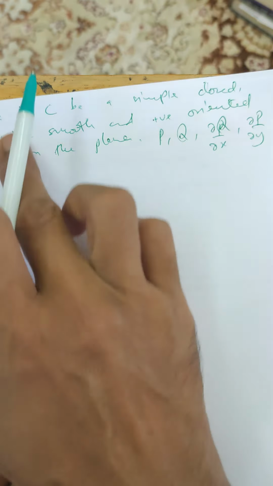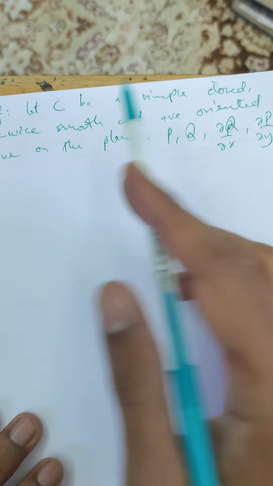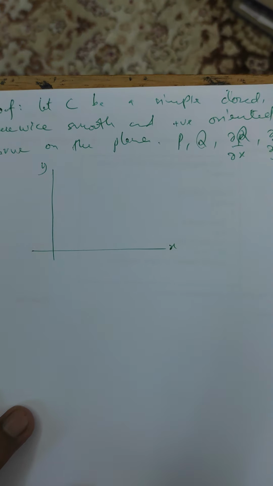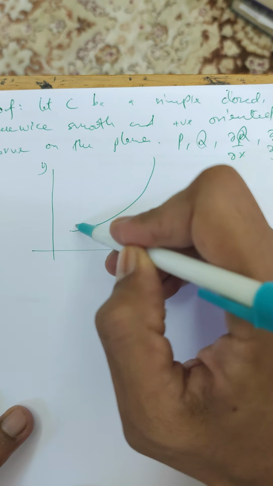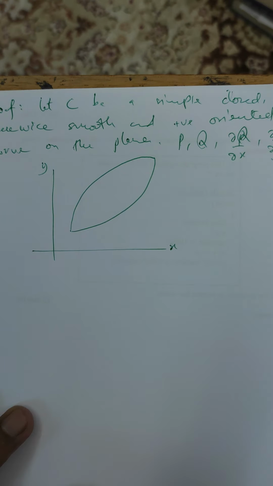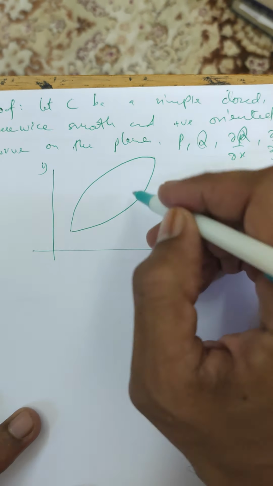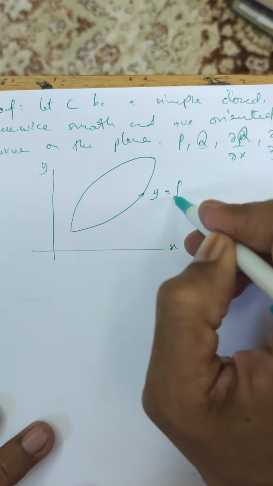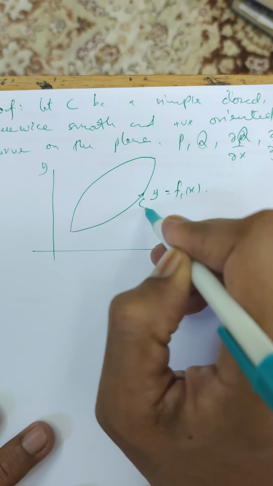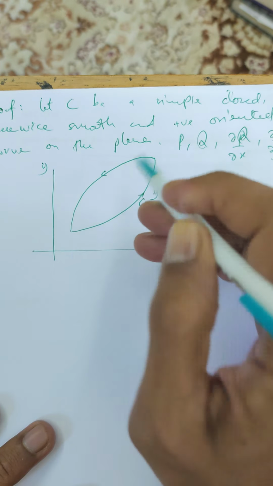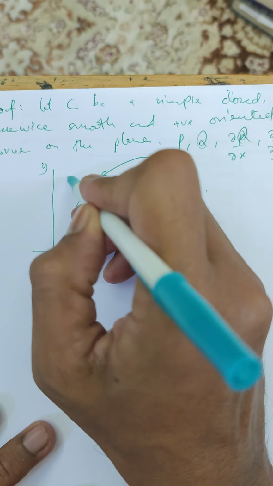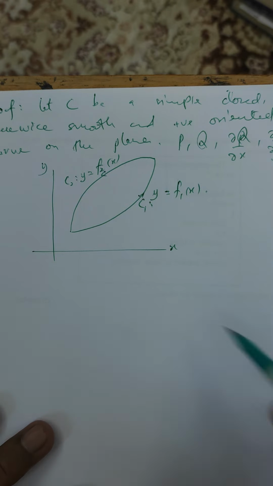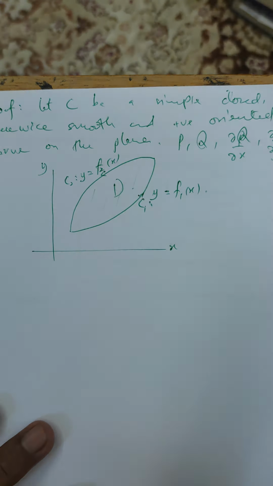All right. So for curve C, we have x and y, and those are piecewise smooth curves. Let's call this C1, y equal to f1(x), and this is C2, positively oriented, y equal to f2(x), and this is the region bounded by C. That region is D.